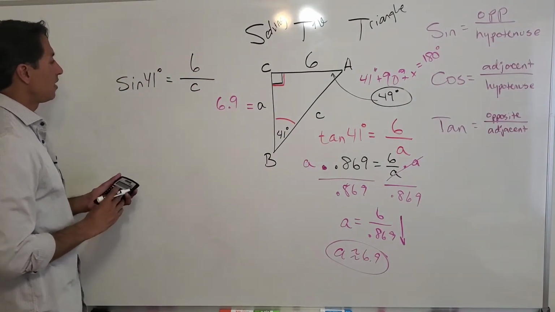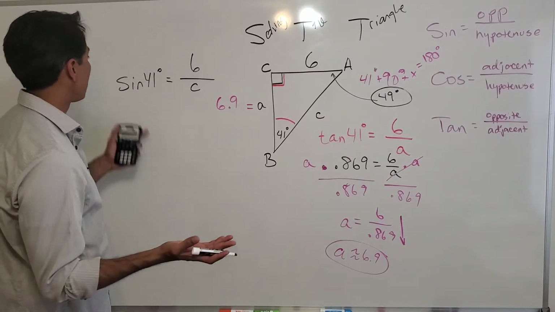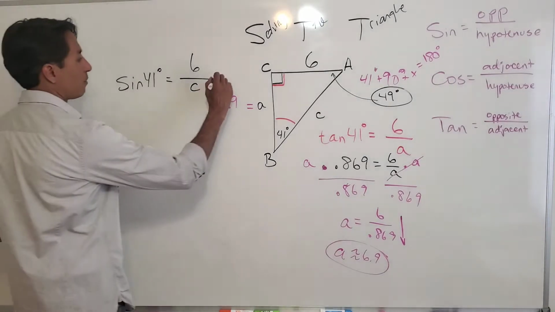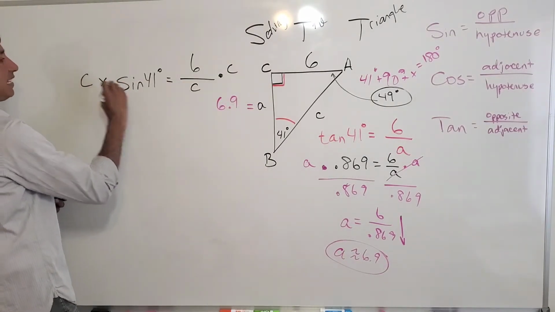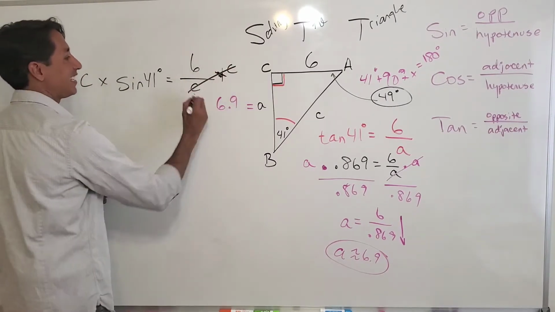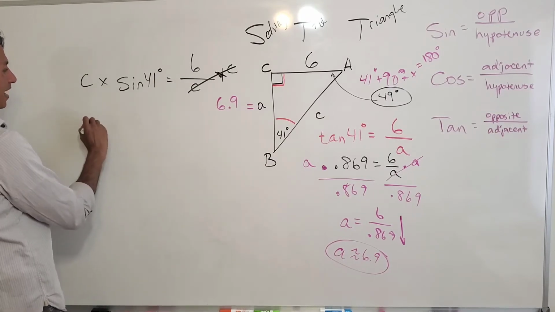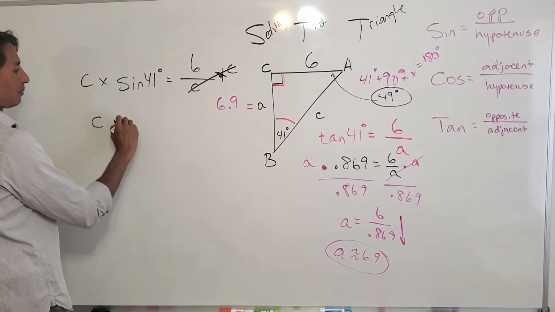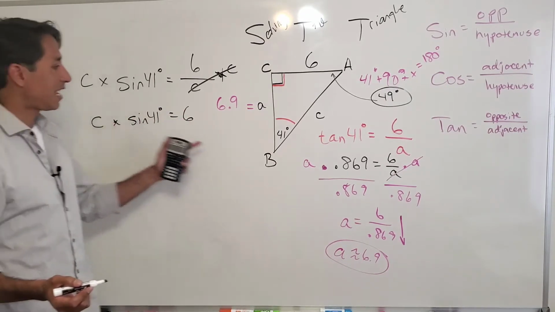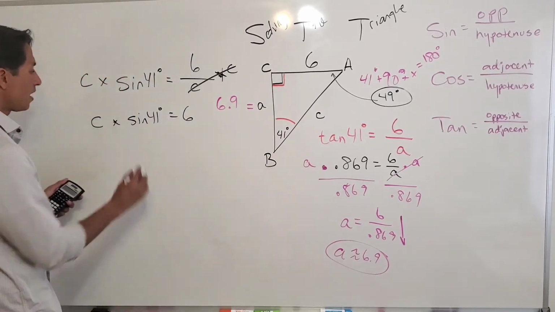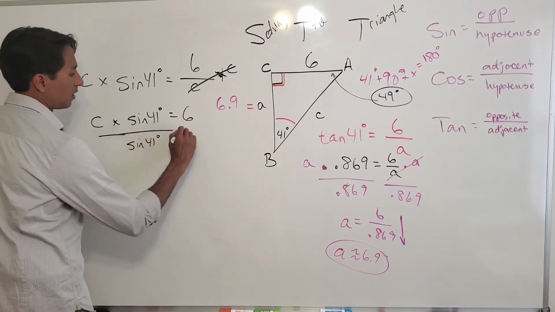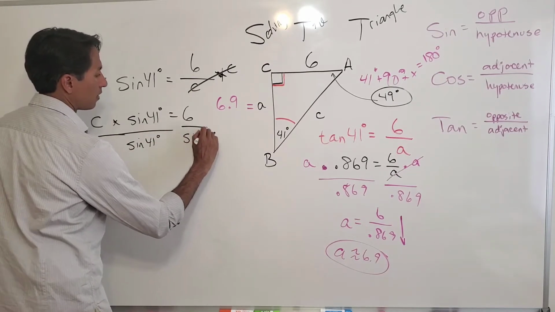Now, once again, if I want to, I can plug this into the calculator and solve for the decimal first. I could multiply both sides by C so that I cancel that guy. So now I have C times sine 41 degrees equals 6. It doesn't matter if you do the decimal first or if you just write it out. And now I have to divide both sides by sine 41 degrees.